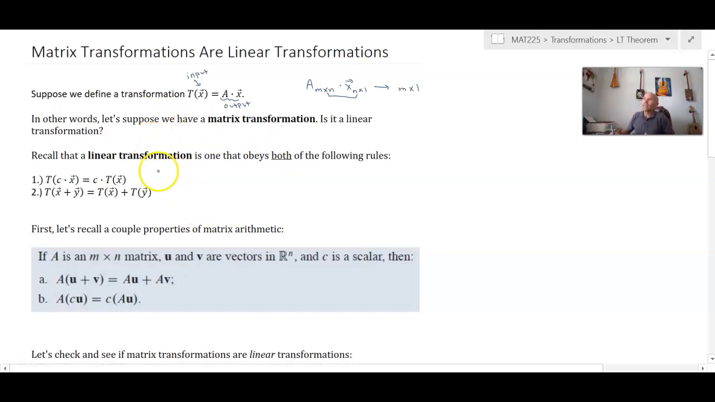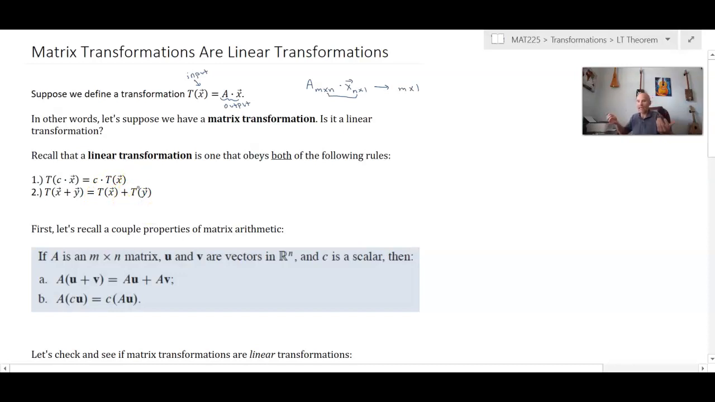In order to show that this is a linear transformation, we have to recall the two properties that a linear transformation must obey. It has to obey both of them. If you take a vector and you scale it first and then transform it, you should get the same answer as if you transform the vector first and then scale it. Also, if you add together two vectors and then transform the resultant vector, you should get the same vector as if you transform each of the vectors first individually and then add them together.